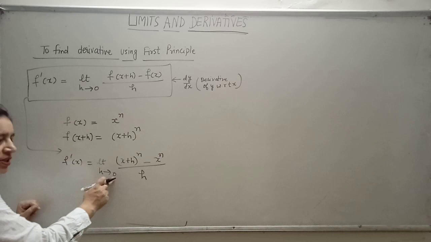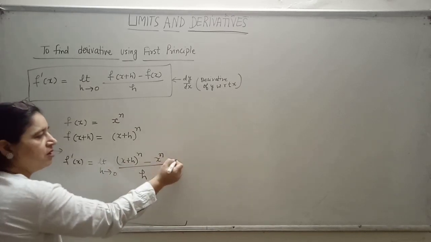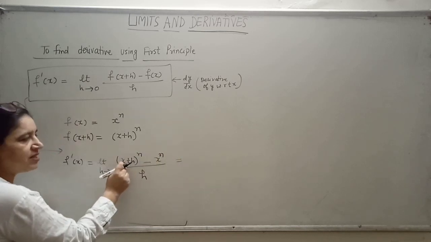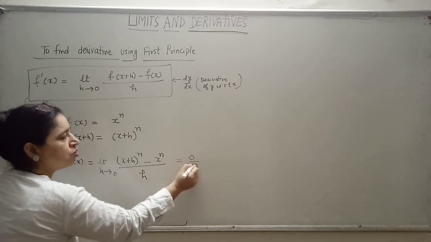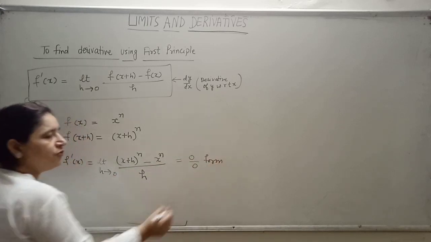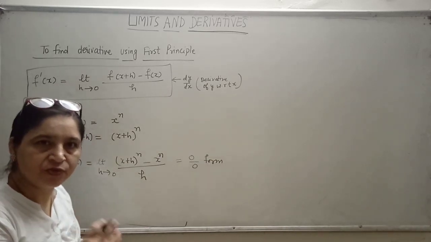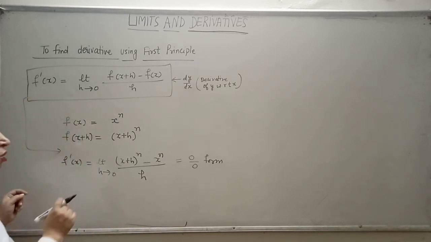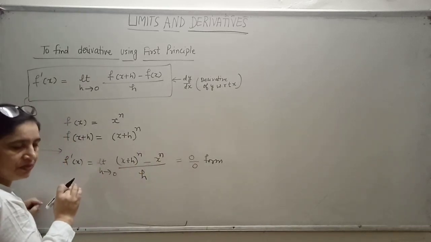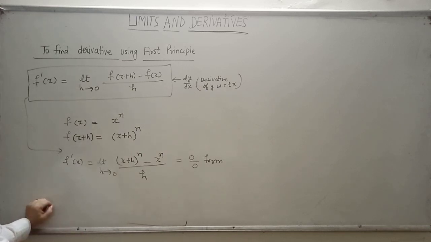If you put the limit h extending to 0 here, then this is x plus 0 means x raised to power n minus x raised to power n is 0, and h, its limit is 0. So it is 0 by 0 form, indeterminate form. As we have already studied in limits, if you have not yet studied it, please watch my videos of limits first. Whenever the indeterminate form comes, what to do? We factorize it, rationalize it, or we use the standard forms.